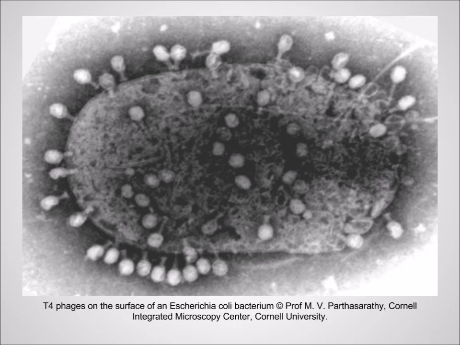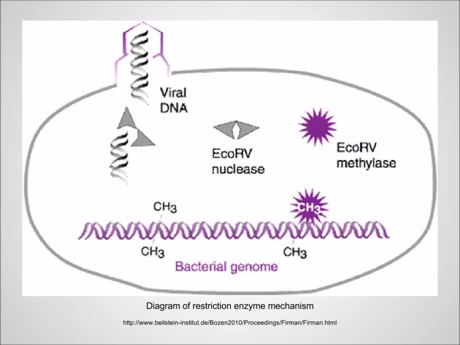Now this is a diagram of the restriction enzyme mechanism. The DNA methyltransferase, also known as EcoRV methylase in this case, which is that purple spiky ball-looking thing, adds methyl molecules, CH3, to nucleotides within the bacteria's genome. Bacteriophages inject their DNA into the cell, and the EcoRV nuclease, which is the restriction enzyme, cleaves unmethylated viral DNA at a specific or non-specific location.